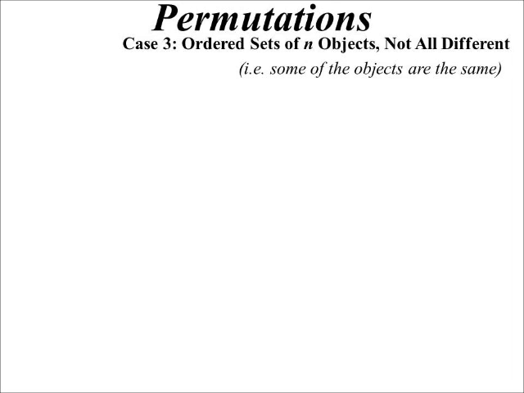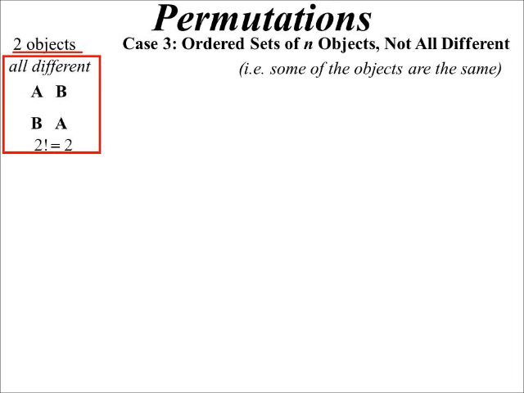I'm going to try and come up with a pattern. Let's bring it down to the simplest case where we've just got two objects. Now, we saw yesterday if they're all different, there'd be two factorial ways of doing it: AB, BA. But if those two objects were the same, how many ways are there of doing it? Well, just one, of course. Because if I look at AA and swap the objects around, it's still AA. So, as far as we can tell, it's the same arrangement.